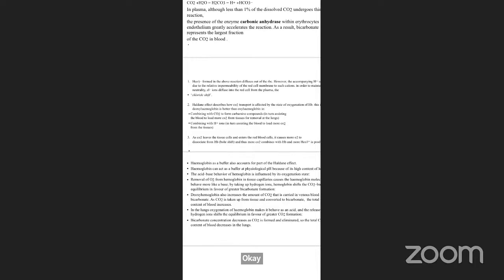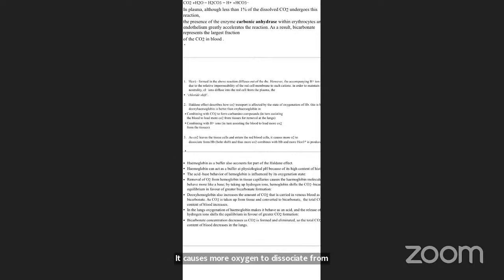I was talking about the Haldane effect. Deoxyhemoglobin combines with carbon dioxide to form carbamino compounds, and it combines with hydrogen ions, in turn assisting the blood to load more carbon dioxide from the tissues. As carbon dioxide leaves the tissue cells and enters the red blood cells, it causes more oxygen to dissociate from the hemoglobin, and the more carbon dioxide combines with the hemoglobin, and more bicarbonate is produced.